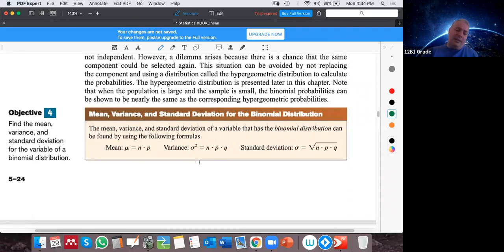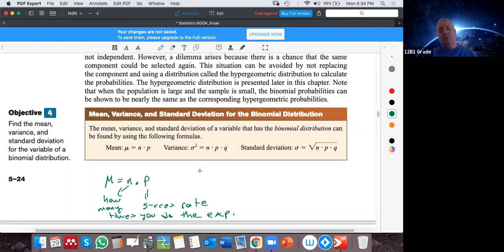for the mean and variance, we can say that the mean value is equal to n times p. p is the success rate, okay, success rate. And n means how many times you are repeating the action, how many times you do the experiment, you can say. And the variance is equal to npq, and then the standard deviation is equal to the square root of npq.